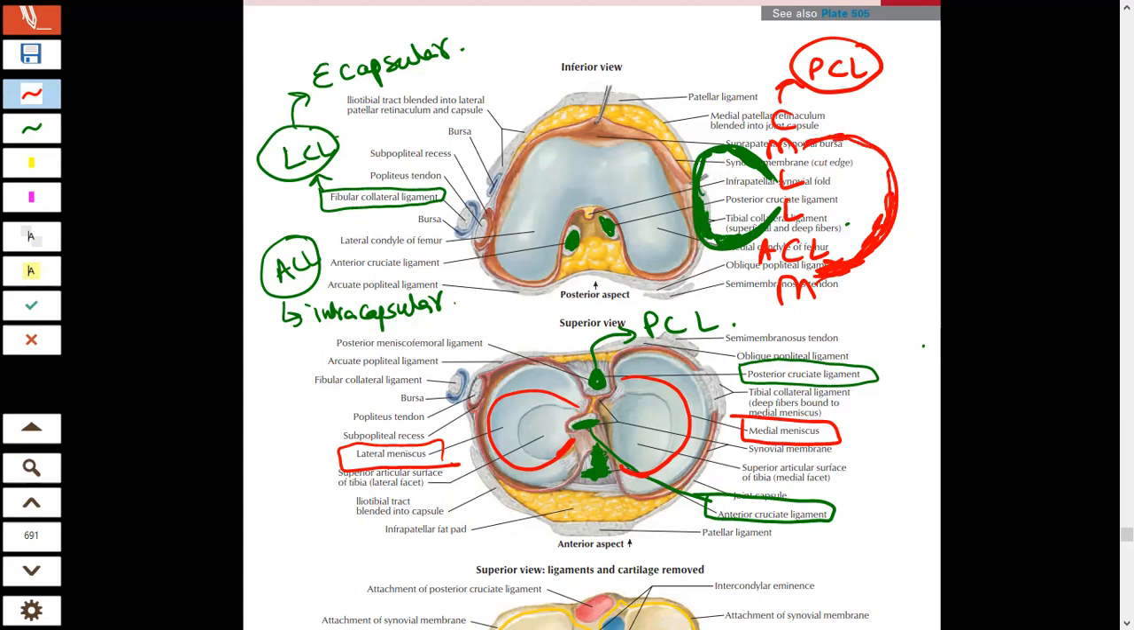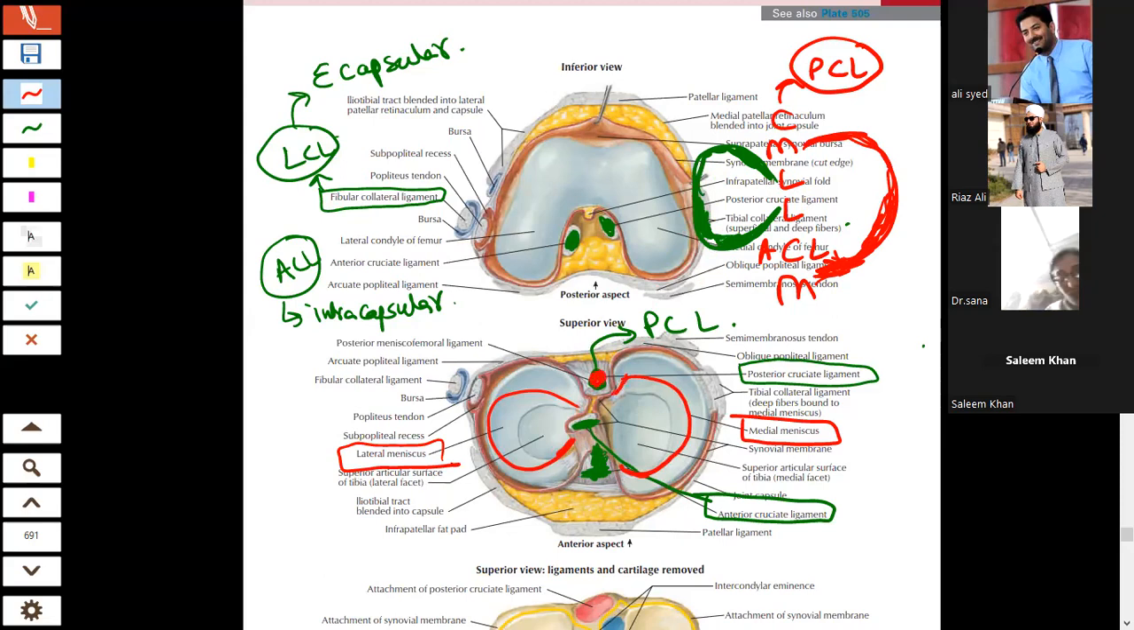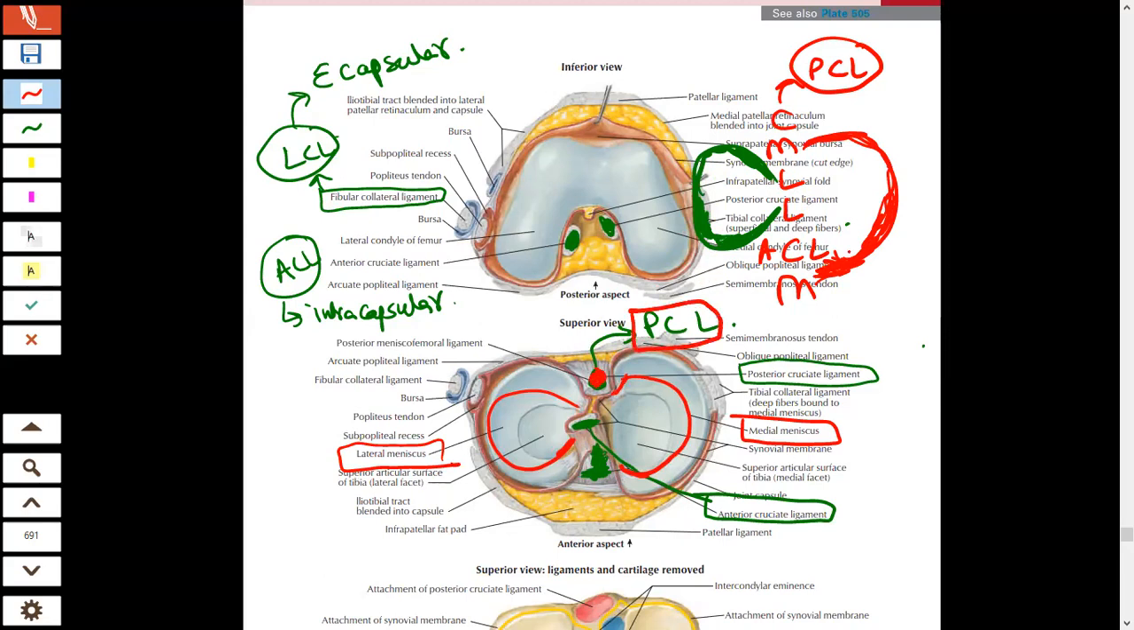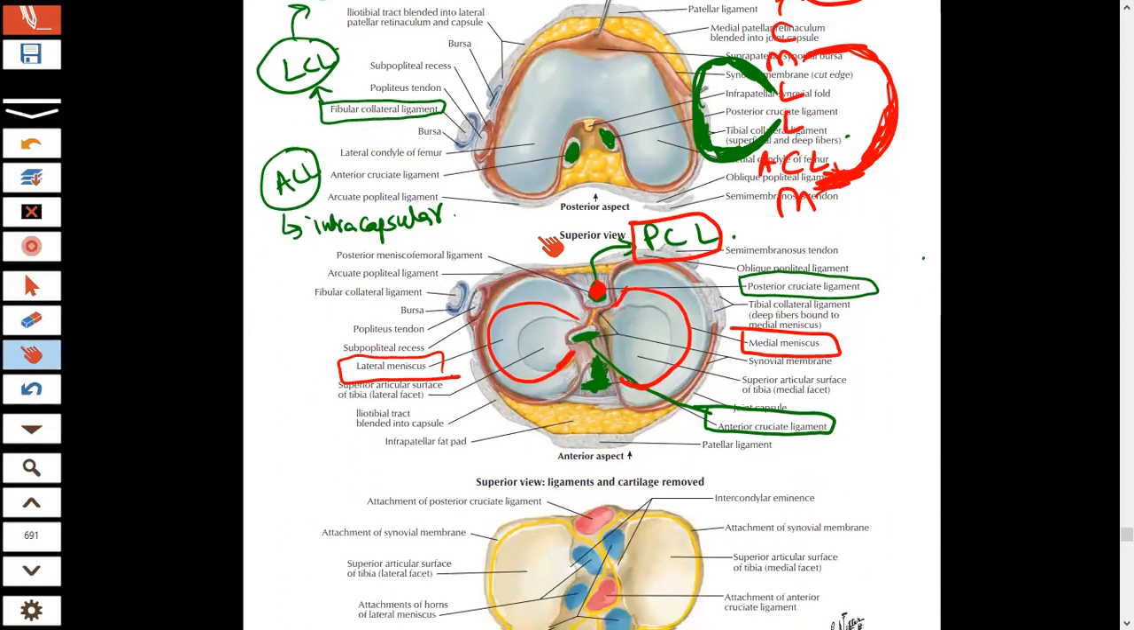So see here, medial meniscus, then anterior cruciate ligament, then lateral meniscus, and then again the medial meniscus coming out here, and then the most posterior structure, that is your posterior cruciate ligament. If you remember this sequence, Medical College Lahore or Lahore Medical College, you can remember it forever. So this is how you can understand the structure.